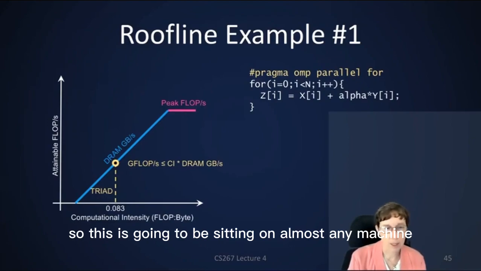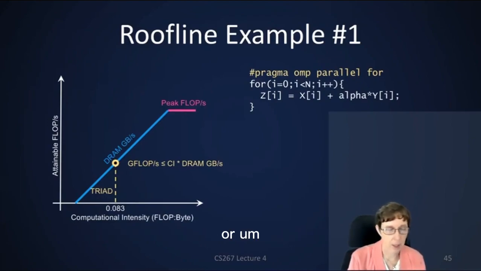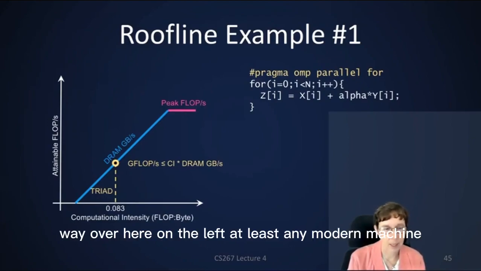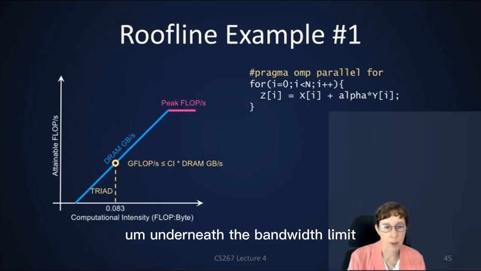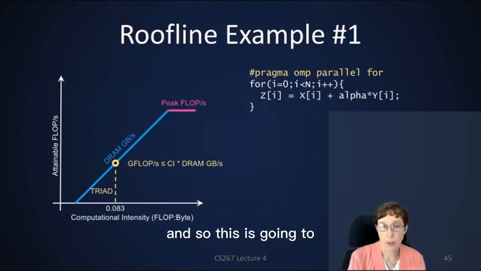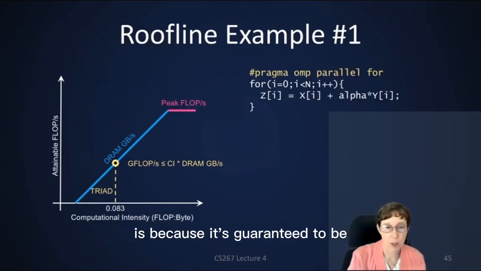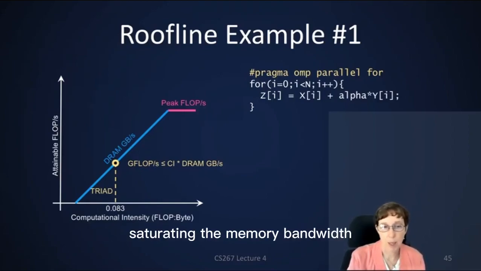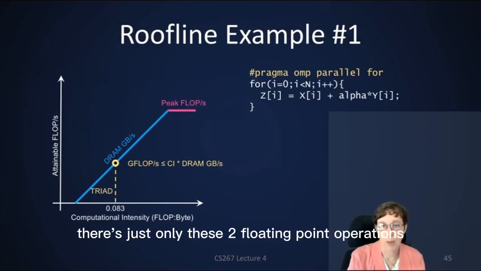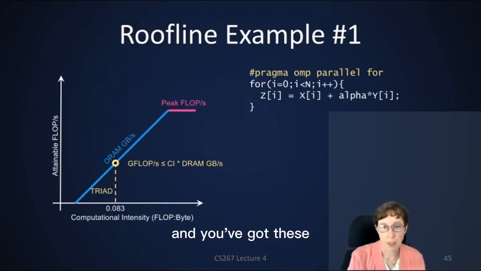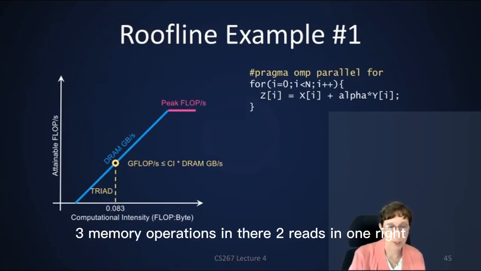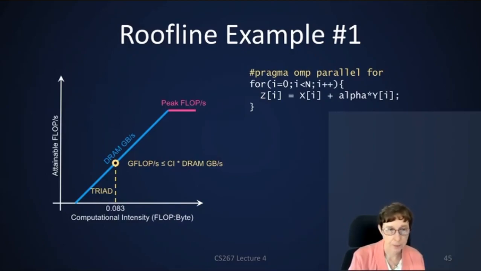So this is going to be sitting on almost any machine, at least any modern machine, way over here on the left, underneath the bandwidth limit. And that's why we use this to measure the memory bandwidth of the machine, because it's guaranteed to be saturating the memory bandwidth. There's just only these 2 floating point operations, and you've got these 3 memory operations in there, 2 reads and 1 write. And so it'll look something like that.